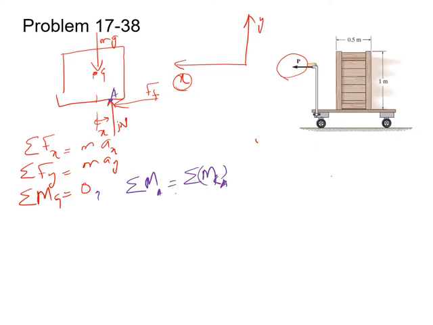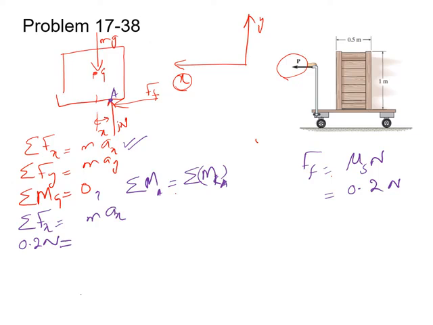So by using the first equation, sum of the forces in x direction equal to max. In the present case, the force in the x direction is only the friction force. So the friction force F equal to mu s times N, which was equal to 0.2 times N. So 0.2 N equal to ma. So m given for the crate is 150, and a, let us say, is the acceleration of this crate. This is equation 1.